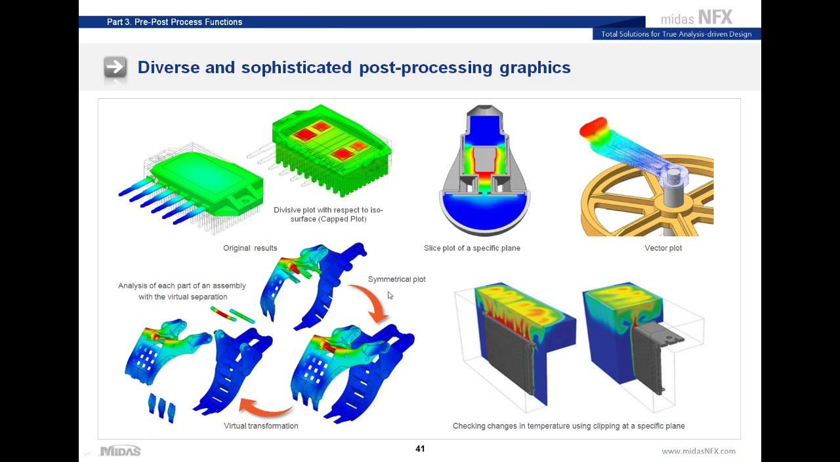You have diverse post-processing graphics functions, like the divisive plot option. You can cut your model to view what is going on inside. Like in this thermal analysis, I'm mostly interested to know what is happening here, so I use this clipping plane option. You can use the vector plot or the virtual transformation.